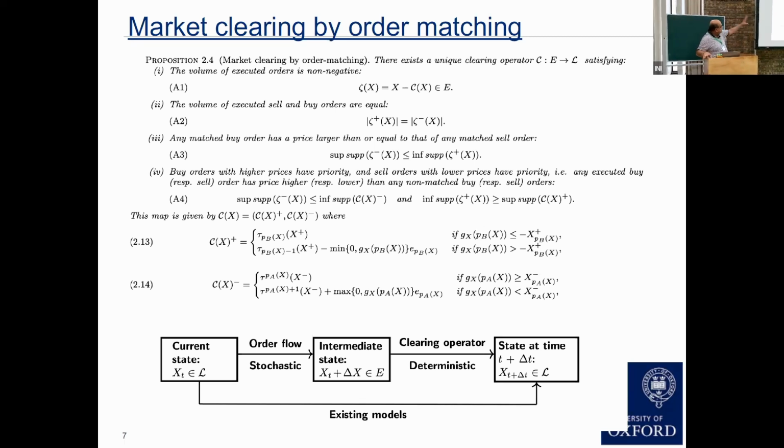Market clearing by order batching. It's some operation that is done on these orders, and I stack it in an operator called C, and this will take care of the clearing. So now I focus on the order flow, and the clearing then projects it into this constrained state space.